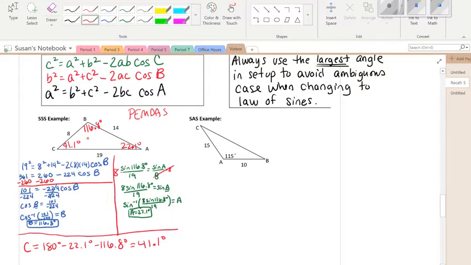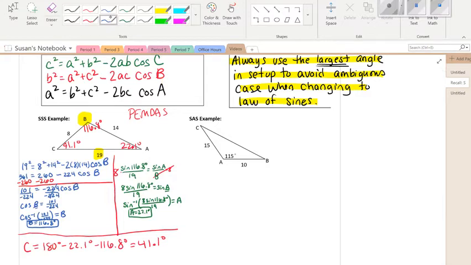So again, we solved for B first because it was the largest angle. Note that you should always use the largest angle in the setup to avoid the ambiguous case when changing to the law of sines. So this was the largest angle because this is the largest side. So if you have side, side, side, keep that in mind. So let's go ahead and solve the next triangle.